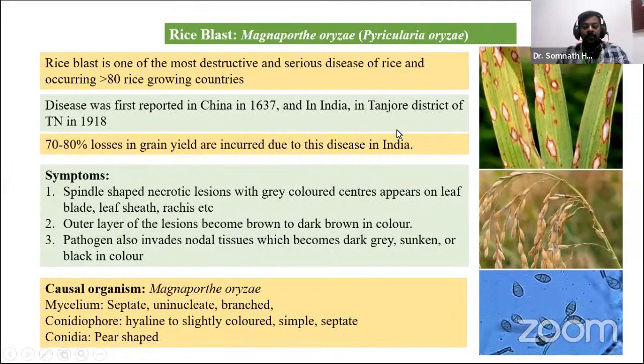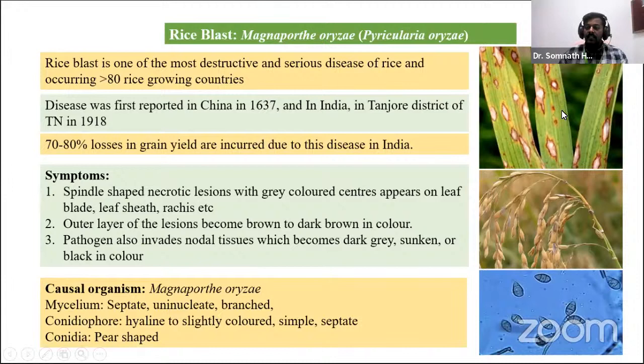We'll see the first disease of rice, that is rice blast. Rice blast is one of the most destructive and serious diseases of rice, occurring in more than 80 rice growing countries. The disease was first reported in China in 1637, and in India it was reported in Tanjore district of Tamil Nadu in 1918. This disease has caused approximately 70 to 80% losses in grain yield in India. These are the symptoms which you can see in the pictures.